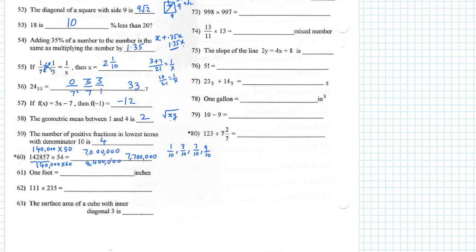Question 61, 1 foot is equal to how many inches? So that's 12 inches. Question 62, 111 multiplied with 235.